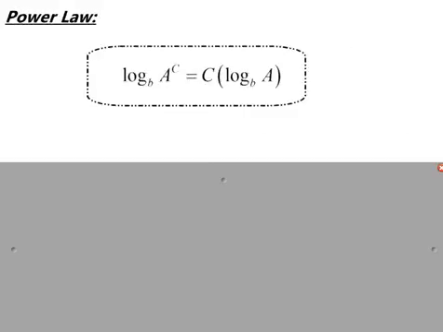Next, let's talk about the power law. The power law talks about taking a logarithm when you have an additional exponent. So we have log base b of a raised to the c power. What you're going to do is take that exponent and bring it down in front as a coefficient. So c multiplied by log base b of a. This is one of the logarithm properties that we'll also talk about later, but I just wanted you to know this one first so that we can work out a couple examples.